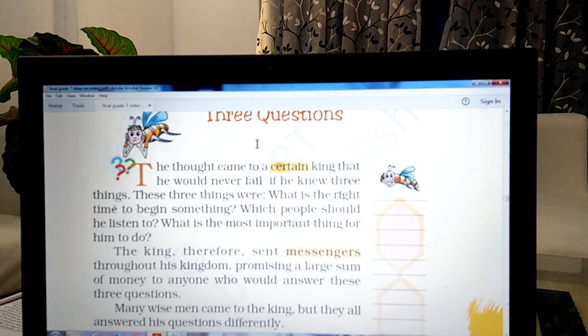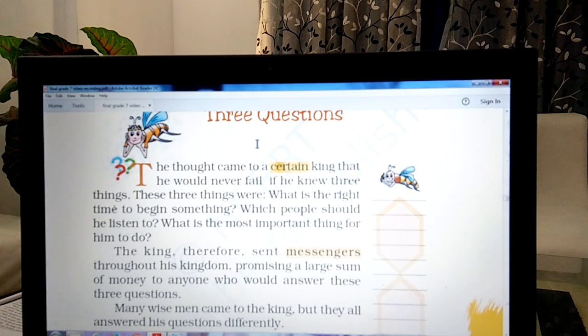The three things were: what is the right time to begin something? It is the first question. The second question is, which people should he listen to? And the third question is, what is the most important thing for him to do? Now let's see. The king therefore sent messengers throughout his kingdom, promising a large and handsome amount of money to anyone who would answer these three questions.